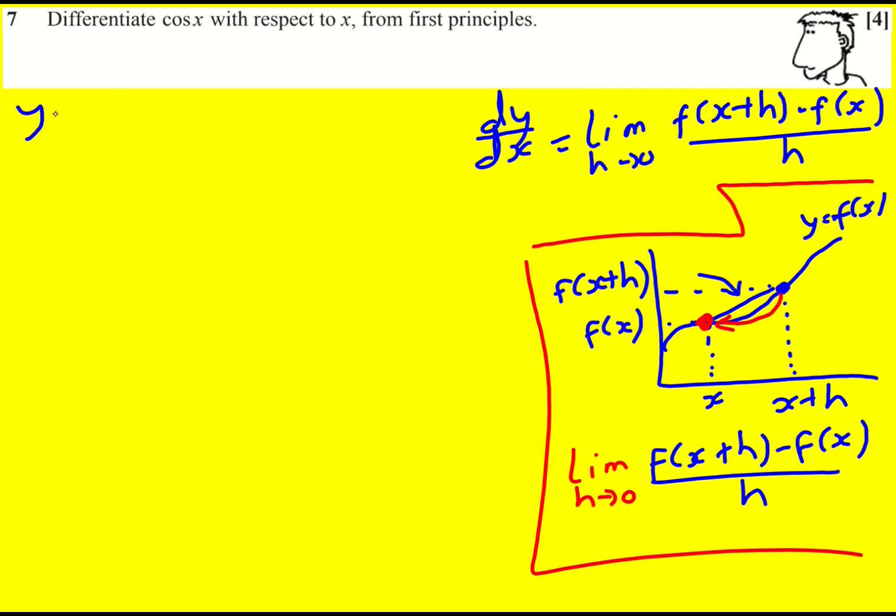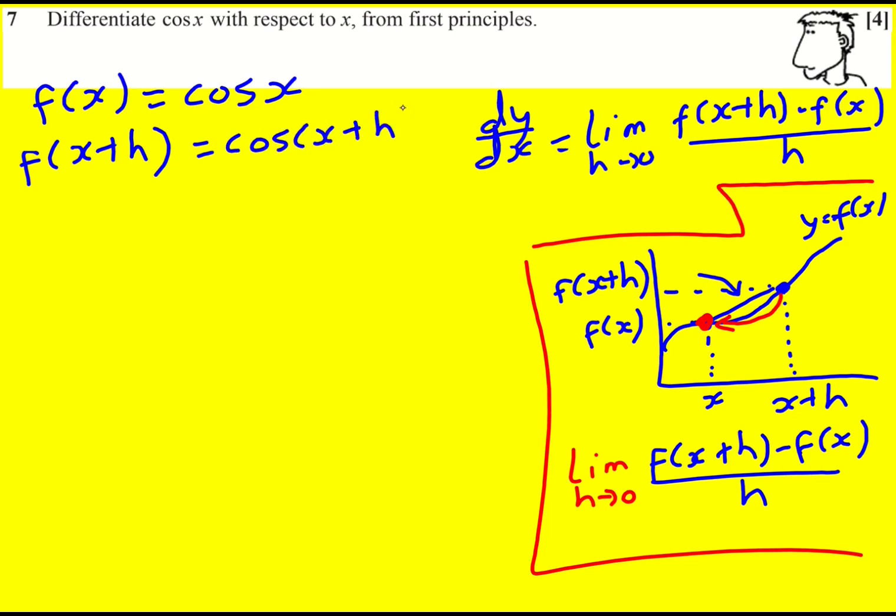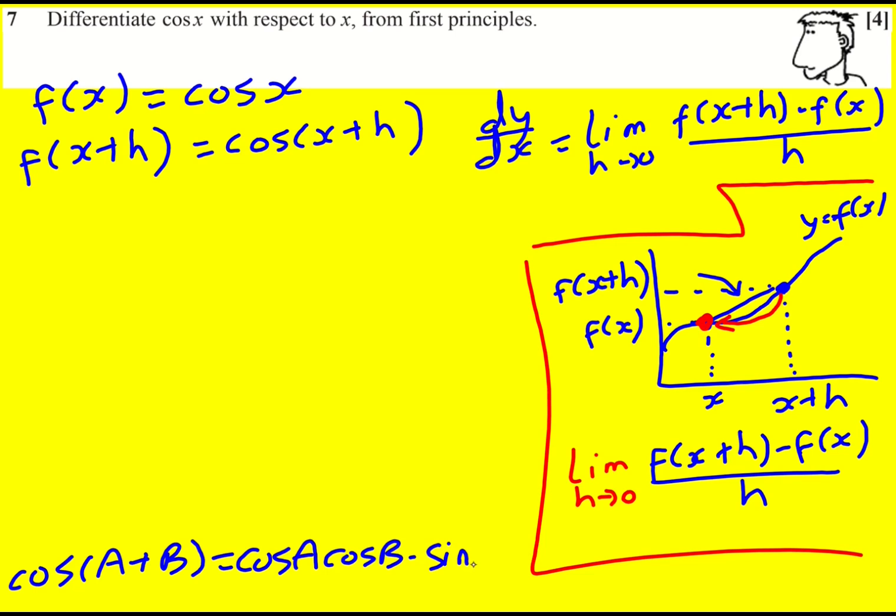So for us, let's say that f of x is equal to cos x. But this is also going to be my y, so I'm going to be substituting it in. I've already got my f of x. Right, what we need to do is find out f of x plus h. This is going to become cos of x plus h. Then we can use our addition formula. It's in the formula book: cos(a plus b) is cos a cos b minus sin a sin b.